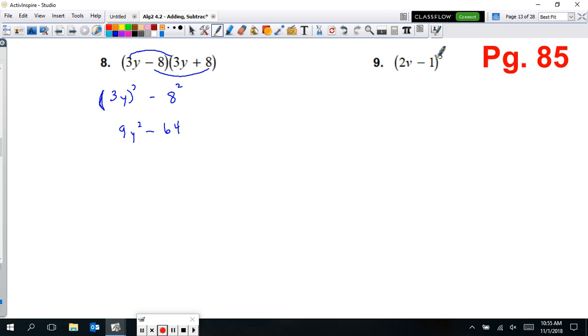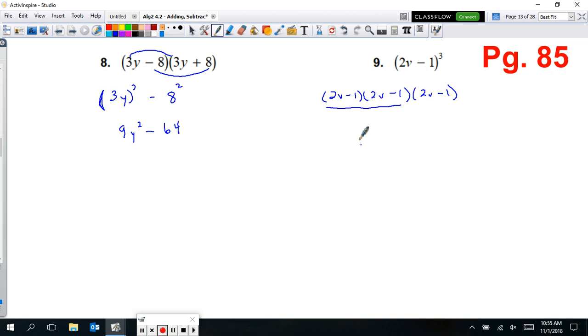Now here's the one with the cube. So binomial cubed. There's 3 of these exactly the same. So we can think of it as 2v minus 1 times another 2v minus 1 times a third 2v minus 1. For me, this just seems easier to do. It's not that much more difficult than the other way. The other way means you have to remember a lot. So I think this will be a little bit easier because we remember how to do FOIL. Just take 2 at a time.